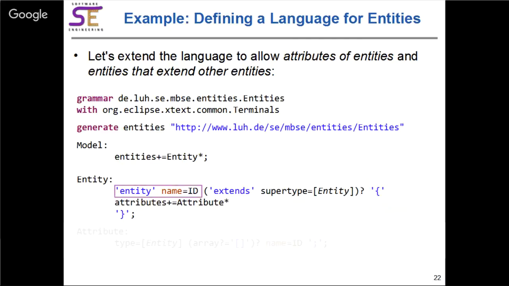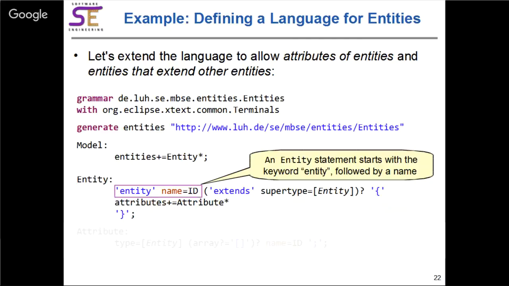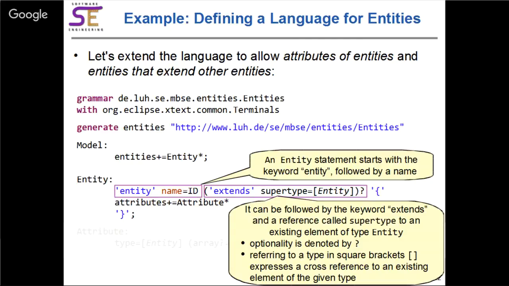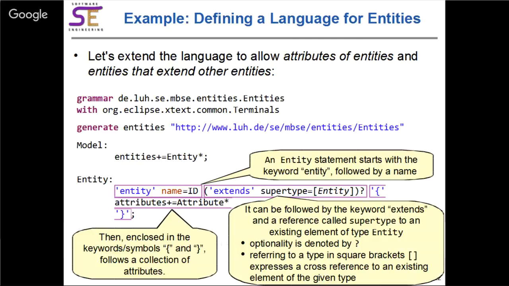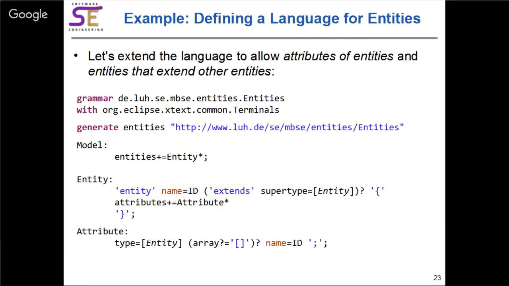So again, what do we see? We see the entity keyword followed by a name, an ID, and then this optional extends super type. I explained what these square brackets mean, and then the opening curly bracket, a list of attributes, and a closing curly bracket. Okay.